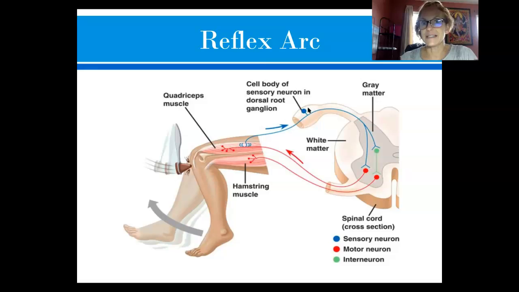So in this case, the signal is sent and goes directly to the quadriceps, and you kick. And on the back route, the signal is going to go through an associative nerve for integration and coordination. And that's going to go to your hamstring to pull your leg back after you've kicked.